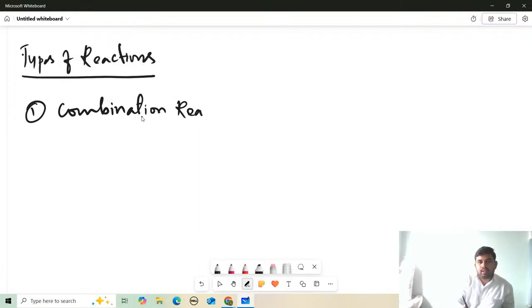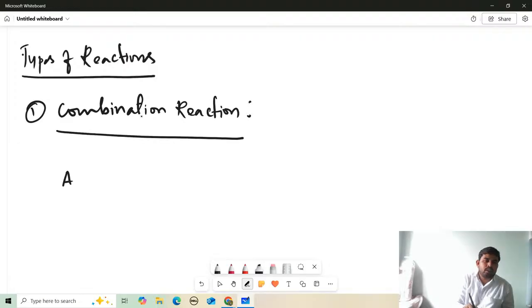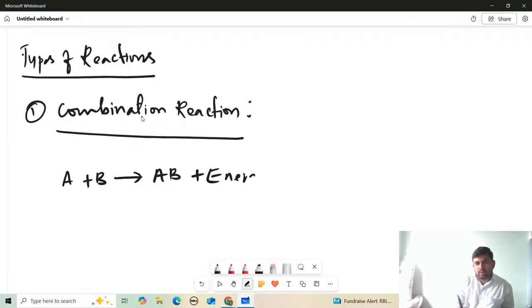Combination reaction. So in this reaction, remember here, A plus B gives rise to AB. So here energy is produced. Generally, these combination reactions are exothermic in nature.